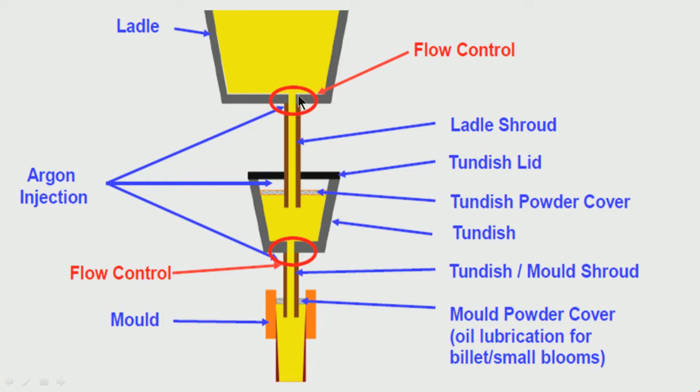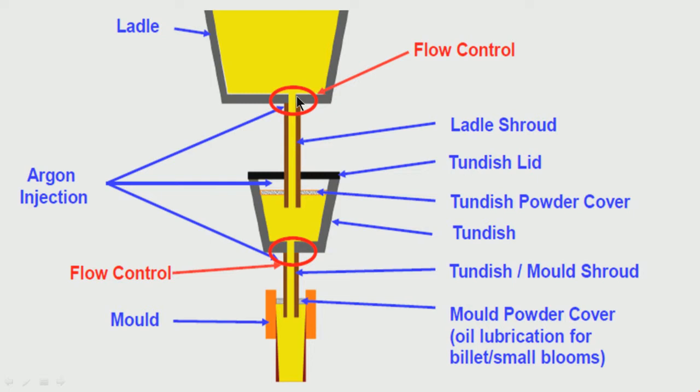There may be a different device also for flow control. What is important here is, whenever liquid steel is coming down from Ladle to Tundish, it is coming down through a refractory shroud. On top of that, we are pushing argon, we are doing argon shrouding. This helps in controlling reoxidation and nitrogen pickup. It will control oxygen pickup, it will control nitrogen pickup from the air.